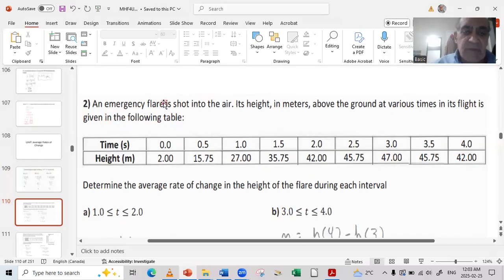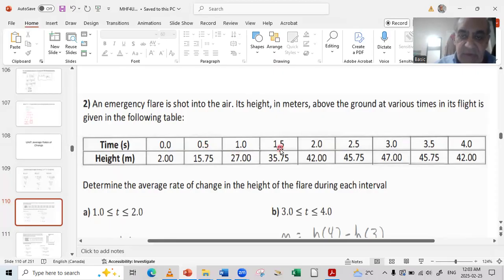We have here an emergency. This is the second example. An emergency flare is shot into the air. The height in meters above the ground at various times of its flight is given in the following table: the time and the height. So here I have time 0, after 5 seconds, or whatever the units, in minutes or seconds.